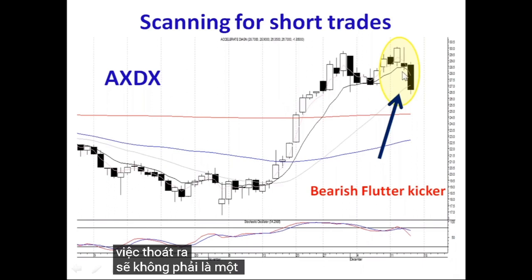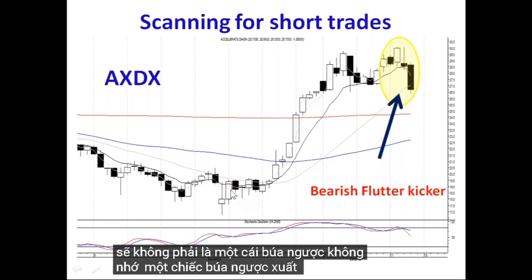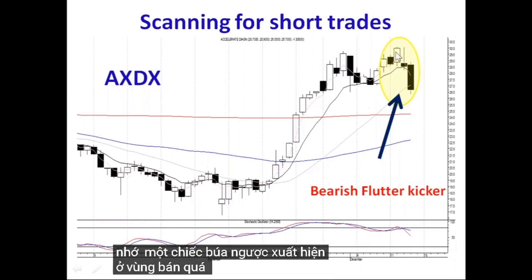Would that not be an inverted hammer? No, remember, an inverted hammer occurs in the oversold. It'd be more like a shooting star.